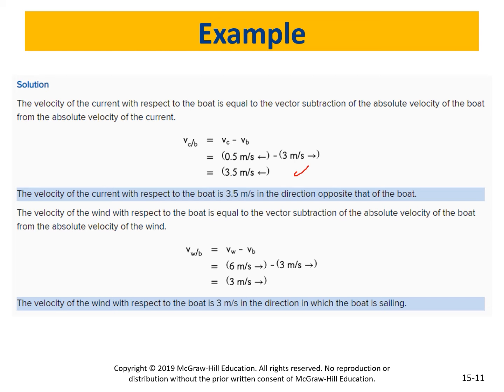And the wind with respect to the boat, the velocity of the wind minus the velocity of the boat, and it has 6 minus 3, and that's 3 to the right direction. Yeah, so I like always to have it in the opposite direction of the boat, or in the direction of the boat, especially if you ask in which, relative to what. That's important. We good? Alrighty.